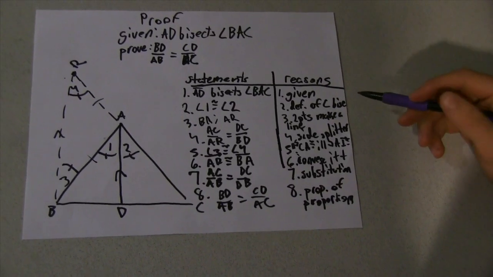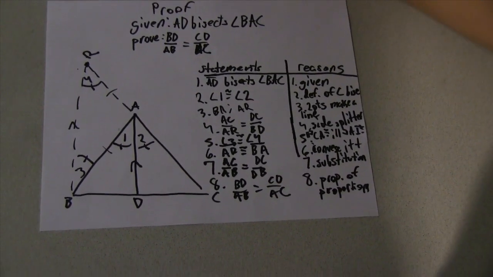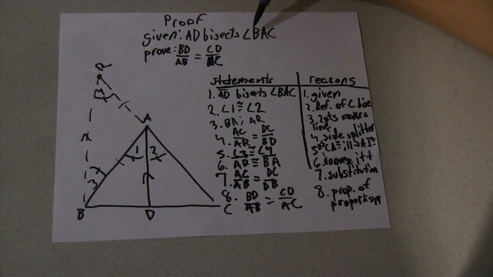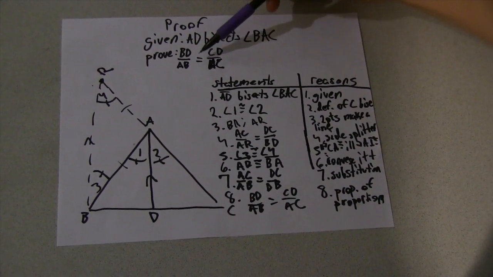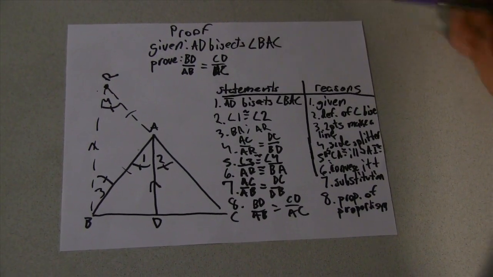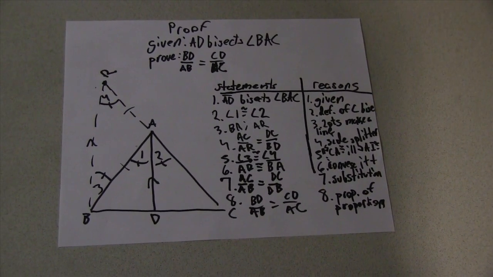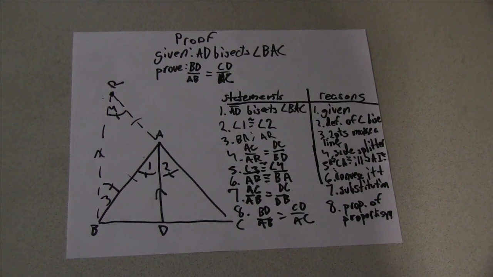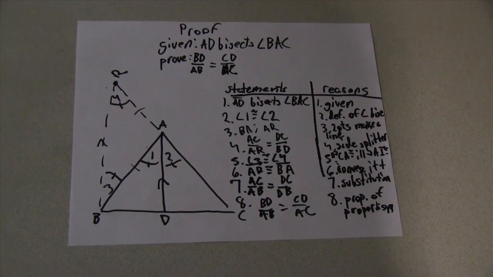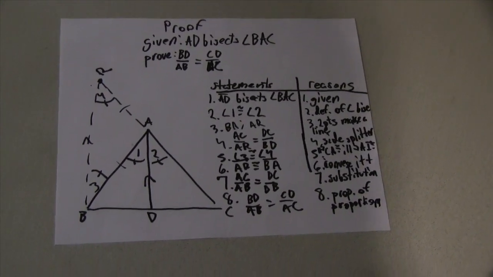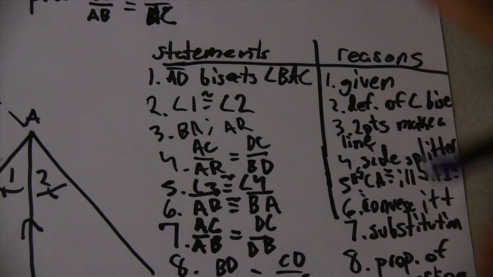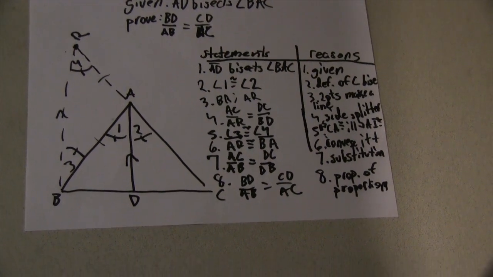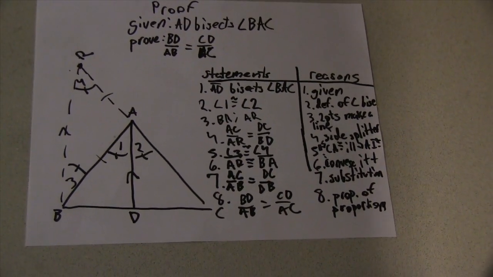Alright, so here we have a proof. It says given AD bisects BAC, prove that BD over AB is equal to CD over AC. If you recall the definition of our triangle angle bisector theorem, when an angle bisector intersects a side, the adjacent sides of the triangle are proportional. And that's exactly what we're proving here. I've got all the steps written out here, so I'm just going to go over and explain what we did.